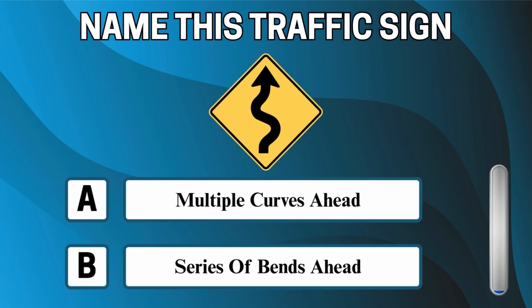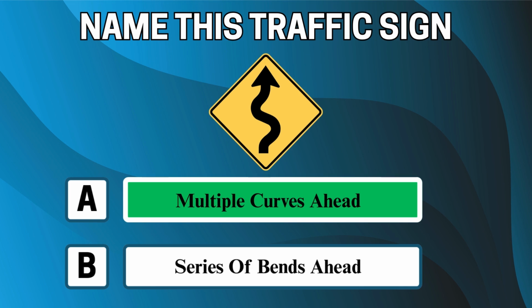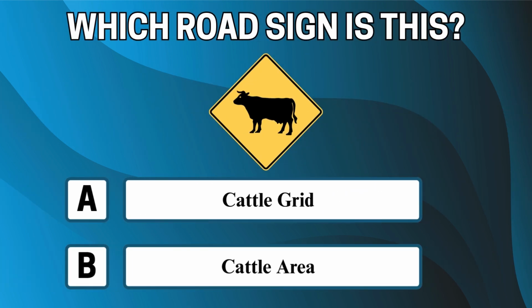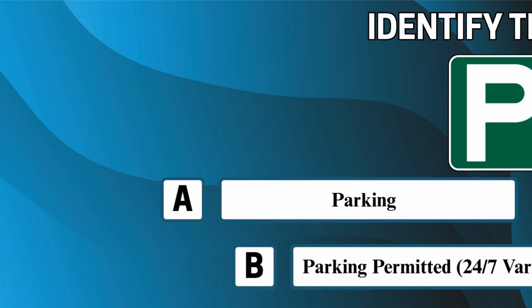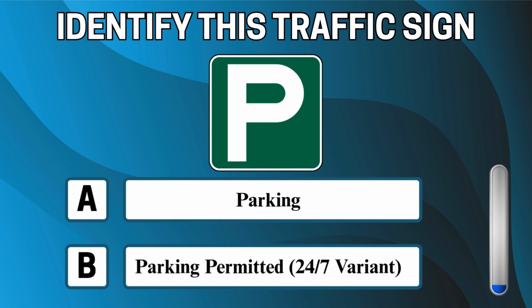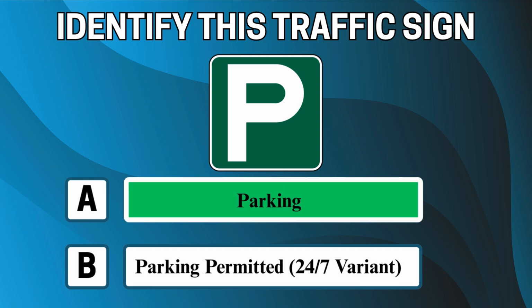Name this traffic sign. That is right, it is the multiple curves ahead sign. Which road sign is this? Exactly, it is the cattle area sign. Identify this traffic sign. Yes, it is the parking sign.